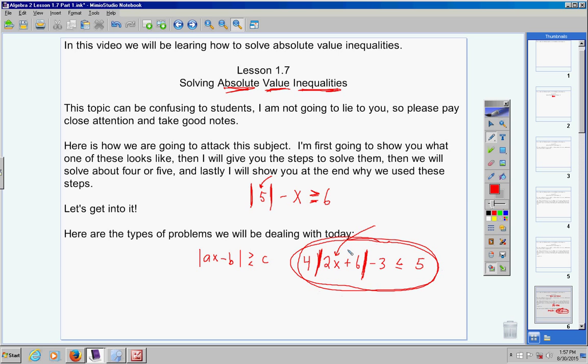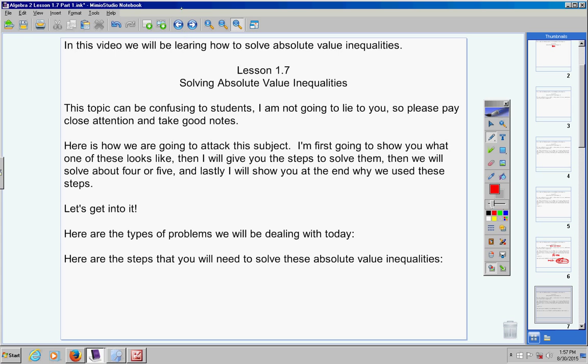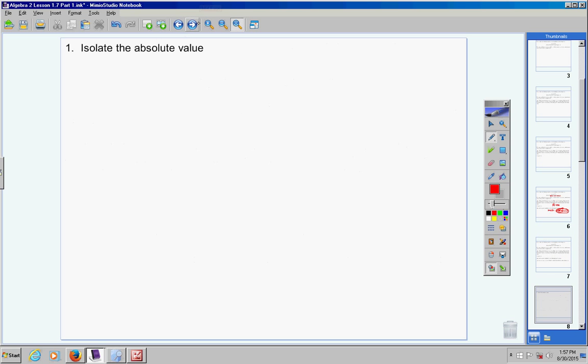Alright, moving on. Here are the steps that you will need to solve these absolute value inequalities. Step number 1, isolate the absolute value. I'm going to go fast and walk you through these later. Step 2, rewrite the problem as, and hold on one second, don't copy that down.